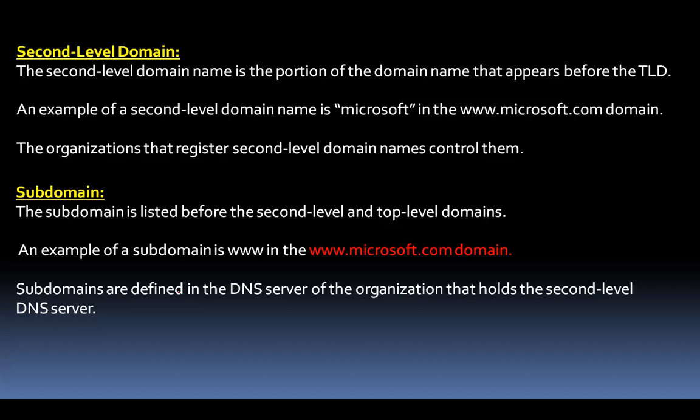Now we will talk about the second level domain. The second level domain name is the portion of the domain name that appears before the TLD. The meaning is very simple here. An example of the second level domain is Microsoft in the www.microsoft.com domain. So .com is your top level domain, and Microsoft is your second level domain.